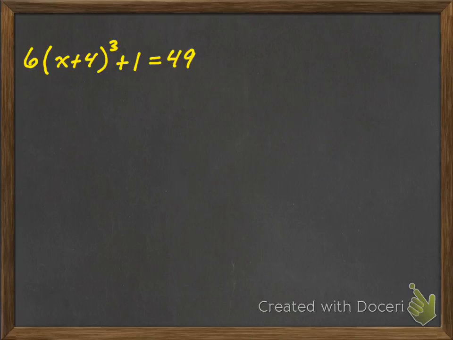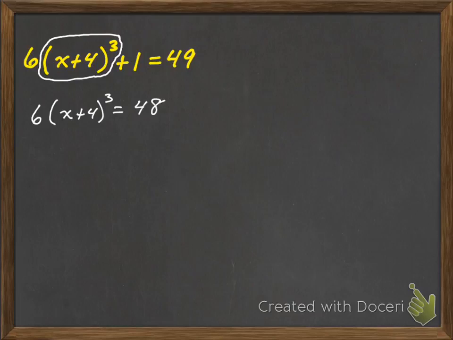All right, so the next problem here is a cubic equation. And so on the cubic equation, we need to isolate the part that's being cubed. So once again, we have a +1 and we have a times 6. And when you're solving equations, you move the addition and subtraction stuff first, and then the multiplication or division stuff. So we start out by subtracting 1. So we have this equals 48. Now we divide by 6, which is 8.